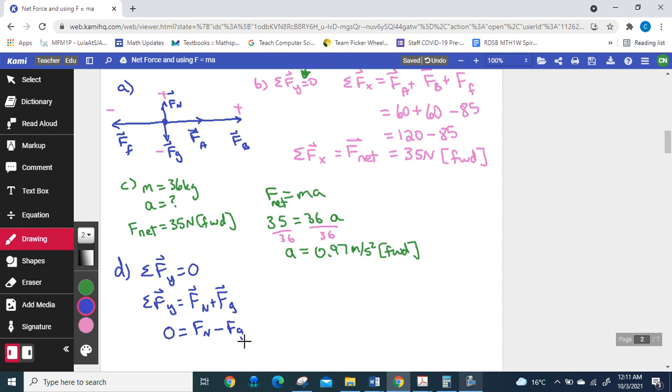And I'm going to subtract off the force of gravity. The force of gravity is commonly calculated as mg, so mass times the acceleration due to gravity.